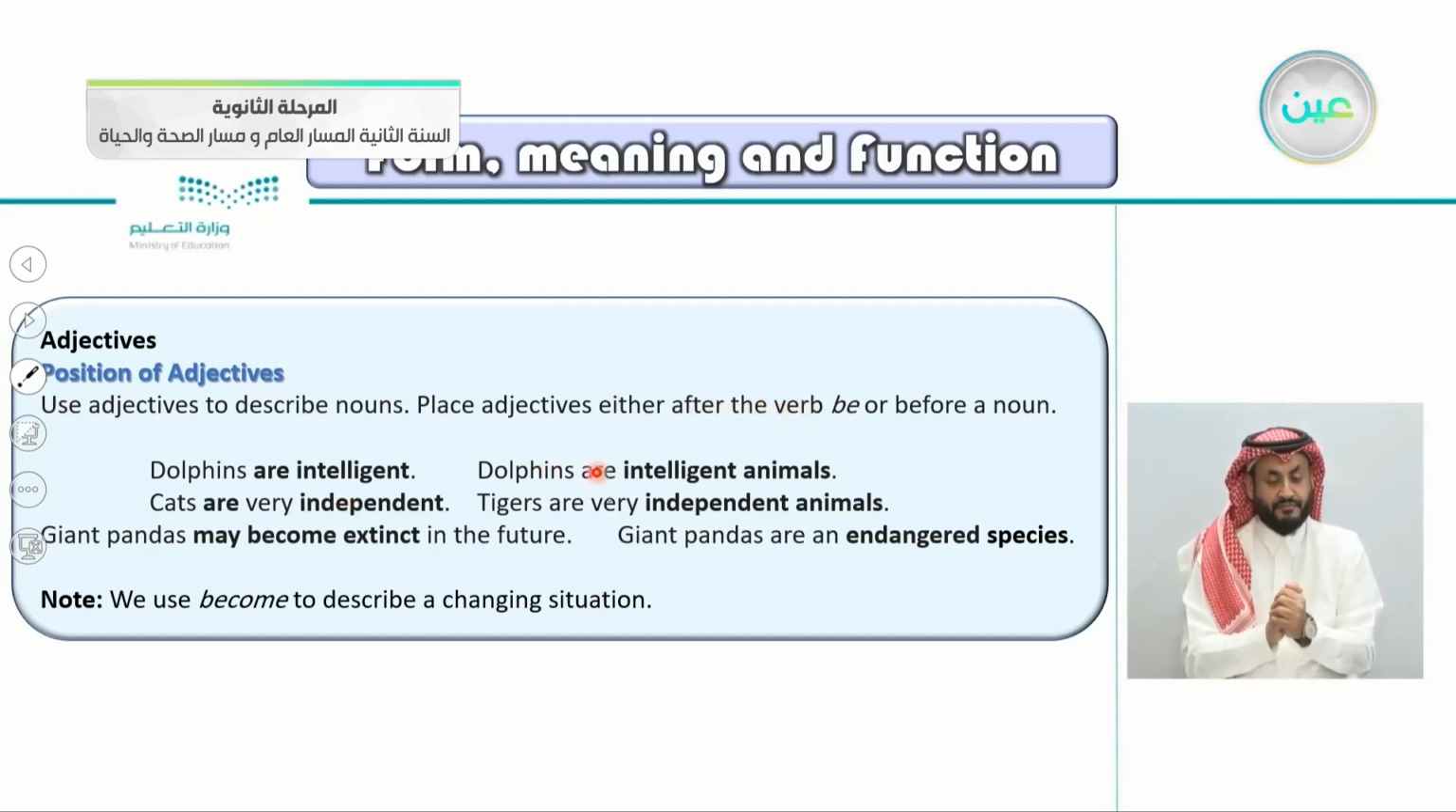You say dolphins are intelligent animals. Intelligent animals. So this is the noun coming after the adjective, as you said here, before the noun. So the noun here is animals, and this is the adjective. Tigers are very independent animals. Giant pandas are an endangered species. Endangered, this is the adjective. Species here is the noun.